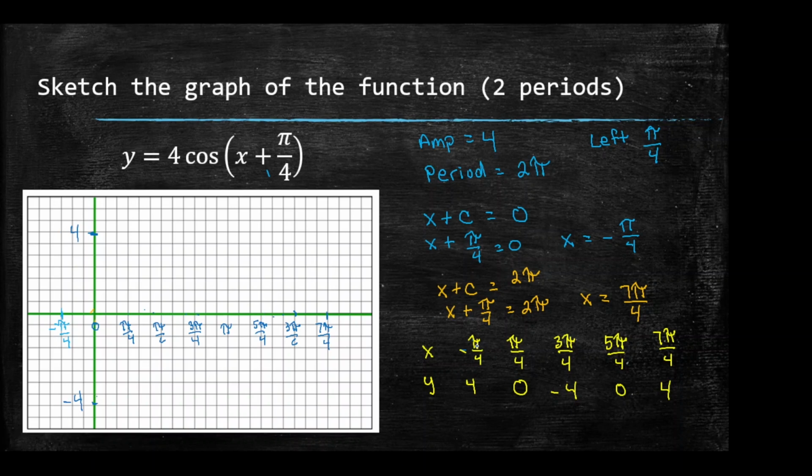X equals negative pi over 4, then Y equals +4 here. And then at pi over 4, I'm at 0. At 3 pi over 4, I'm at -4. At 5 pi over 4, I'm back to 0 again. And then finally up at the end.